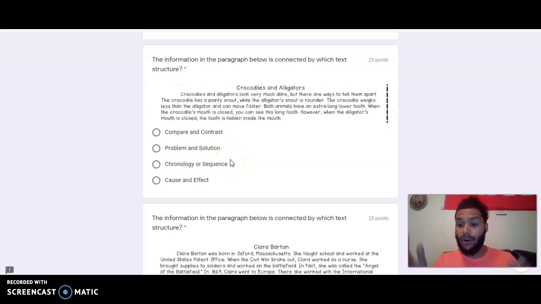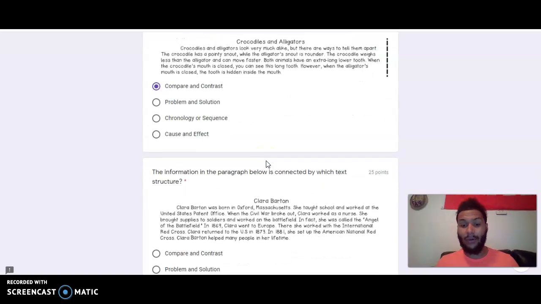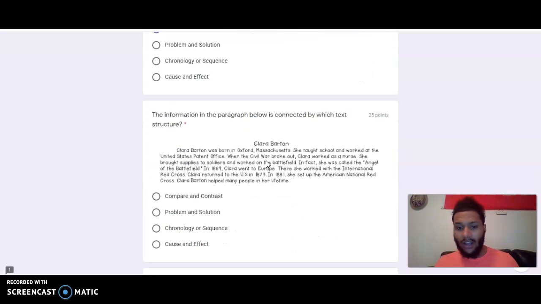It's happening in order. Cause and effect means there's something that happens that causes something else to happen. And in that text, there's nothing. All the text is telling me about is crocodiles, and it's telling me about alligators. And it's telling me how crocodiles and alligators are the same, and how crocodiles and alligators are different. Therefore, our answer is compare and contrast for that one. Let's go to the next one.